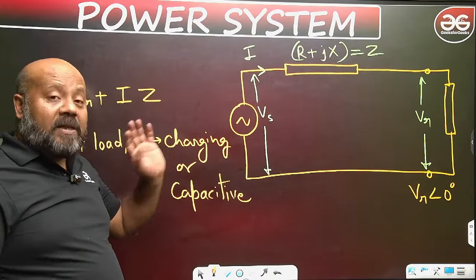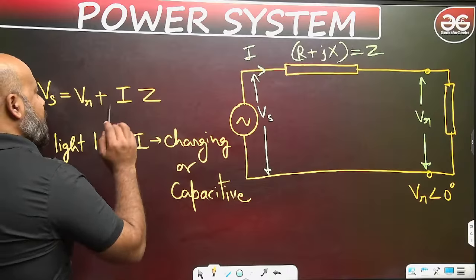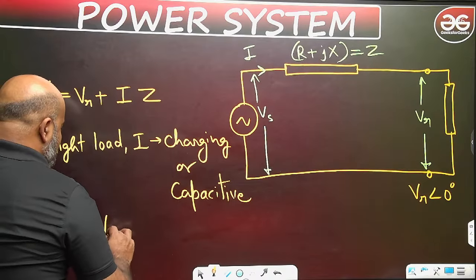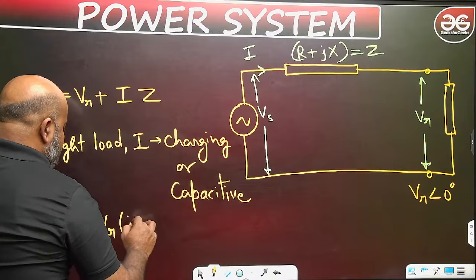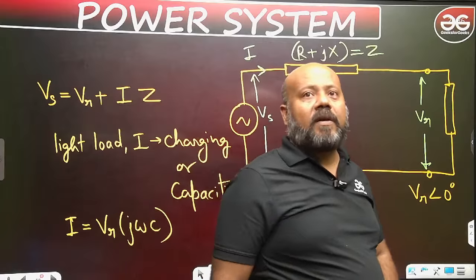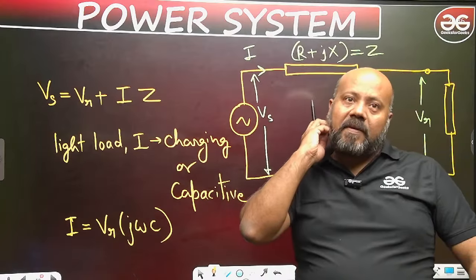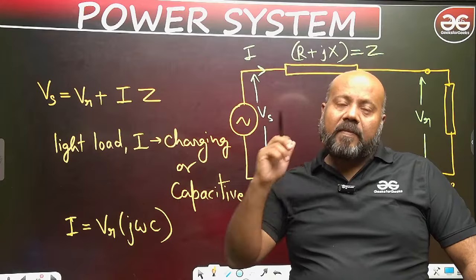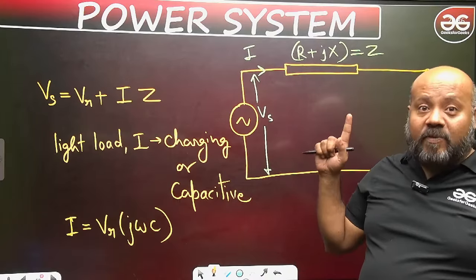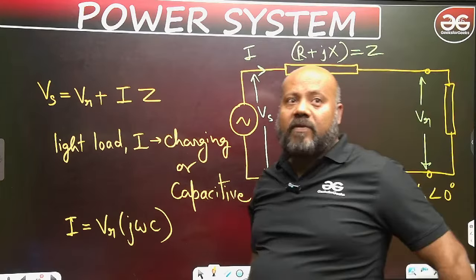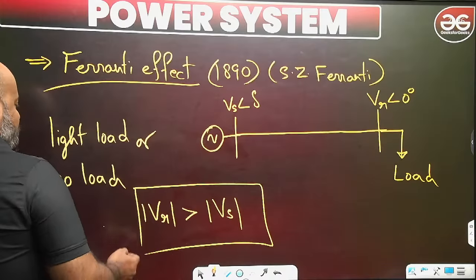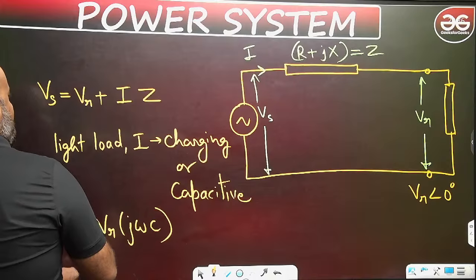Now, if it is a capacitive current, how are you writing this current? This current I am writing as Vr multiplied by j omega C. Yes or no? Are you writing this or not? By using the equivalent circuit of the transmission line, remember, Vr into j omega C. So you can put this in this equation.